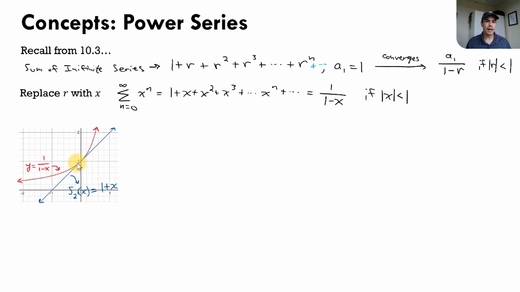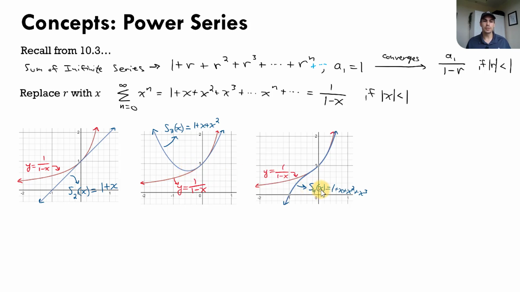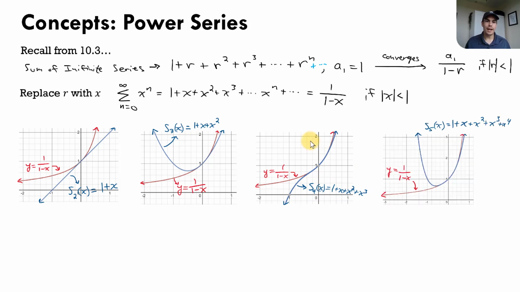Now what happens if I take a look at the third partial sum? Now I've got 1 plus x squared. That's what's in blue here. See how we have a little bit more overlap. Now I'm going to take a look at the fourth partial sum, so 1 plus x squared plus x cubed. See, we have even more overlap. And even more overlap with the fifth partial sum.